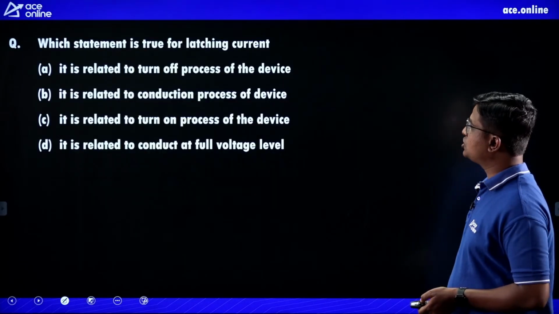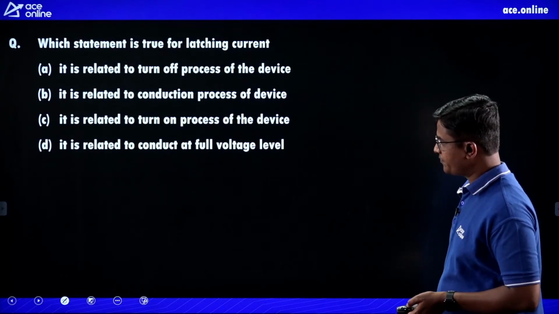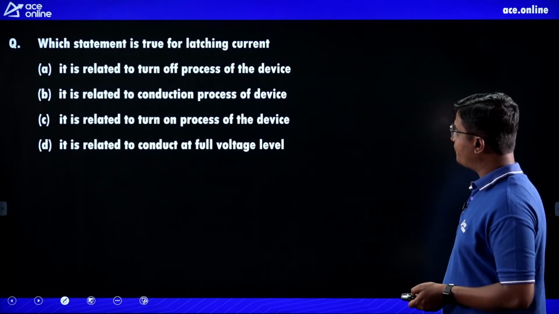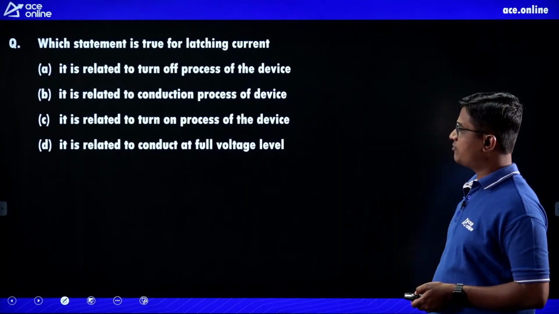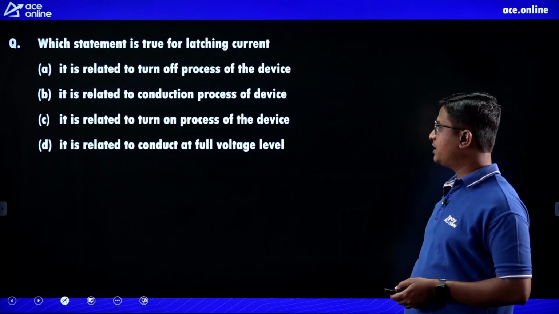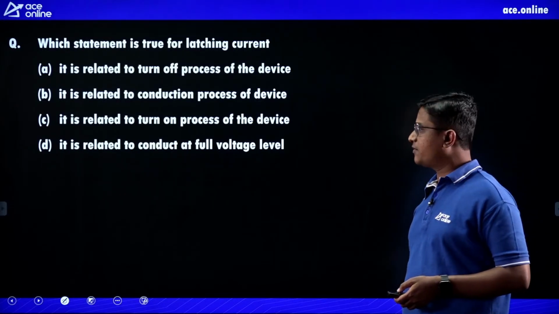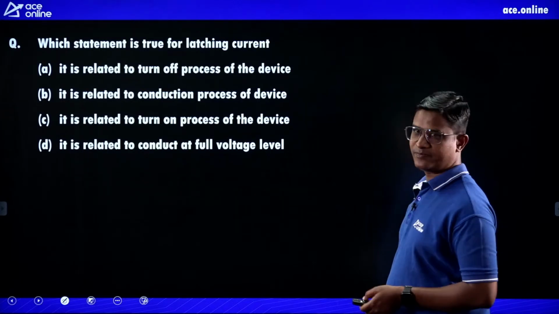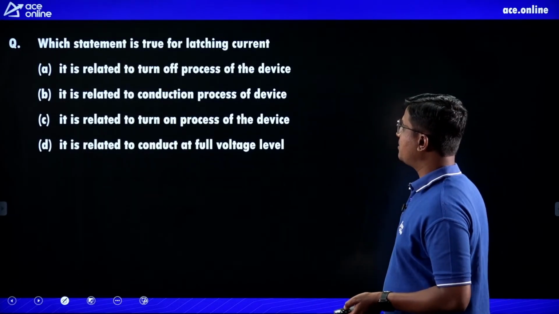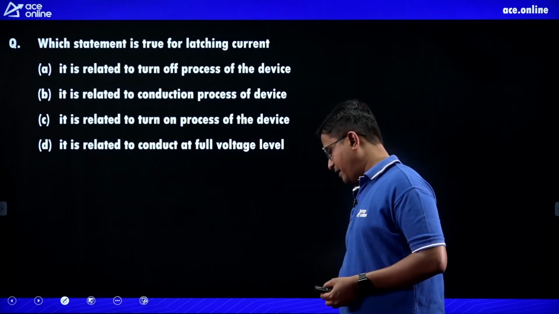Next, which statement is true for latching current? It is related to the turn off process of the device. It is related to the conduction process of the device. It is related to the turn on process of the device. It is related to conduction at full voltage level. Yes. Which statement is true regarding the latching current? Can anyone answer?